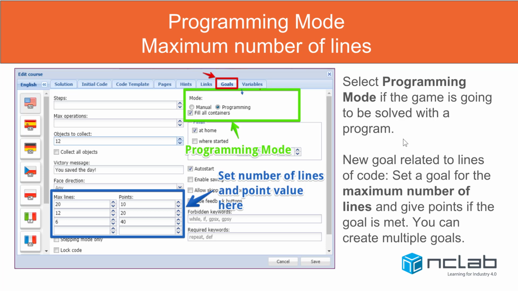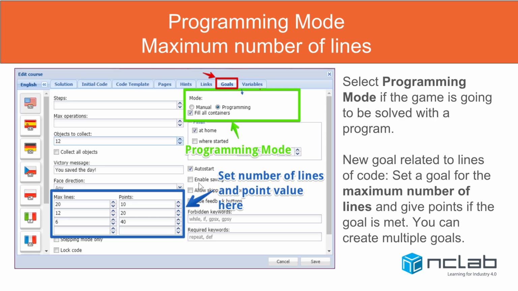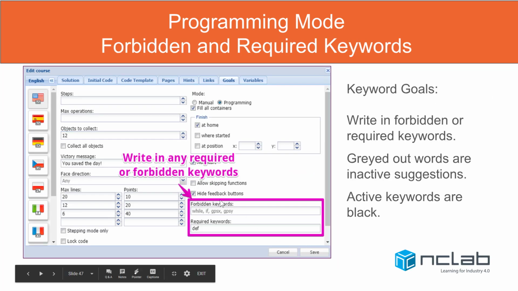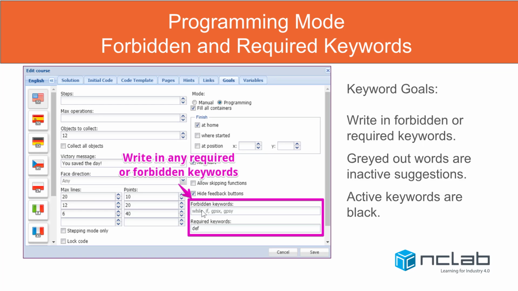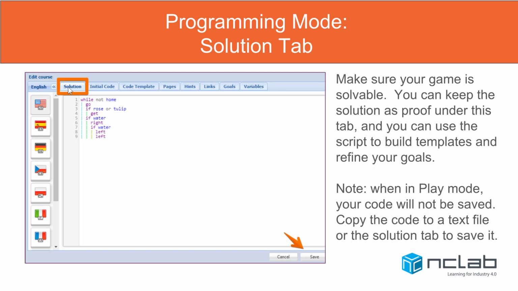Okay, programming mode. You can assign points if you want. You can assign objectives. You can put in the words that are required, or if you have a certain type of game, you might want to forbid some words. For example, if you were doing a game where you're going to force recursion, you might want to forbid the word while. You can store your solution under the Solution tab, and I really recommend this.